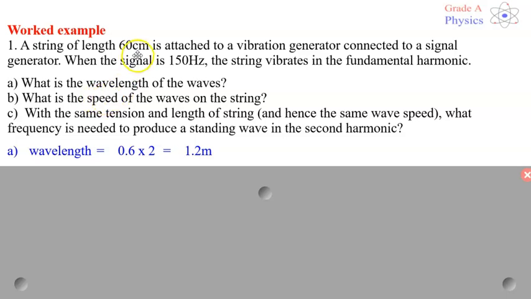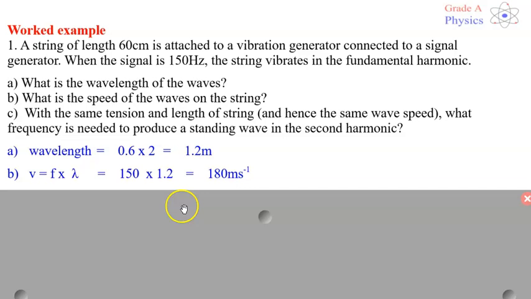Part B, if we know the frequency, we're given that, and we've just calculated the wavelength, then we can work out v equals f times lambda. We can work out the speed. Now the speed or the velocity of the wave is determined by the type of string, so the mass per unit length, and also the tension. So if those are fixed, then the speed does not change.